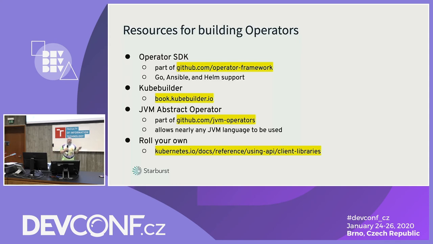This is popular in the upstream Kubernetes community. And I personally have not used it very deeply, so I don't know a lot about it. But from what I've heard, it's another way to create these things. Another one that I'm familiar with, if you're into more JVM-based languages, is the JVM Abstract Operator, the author of which, Jurka Kremser over here, has kindly put into GitHub. And we've seen many different JVM language operators come out of that. So you could write it in Java, you could write it in Scala.